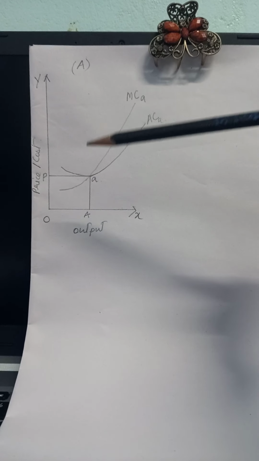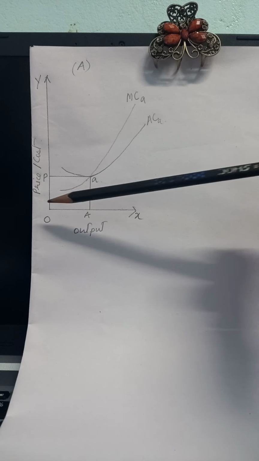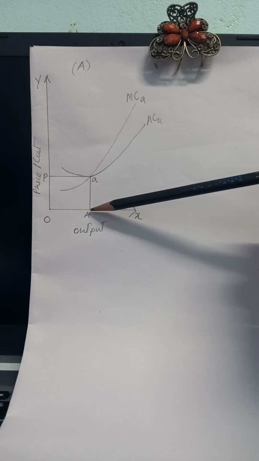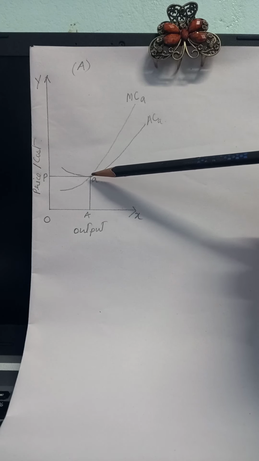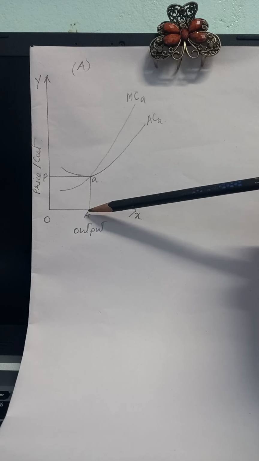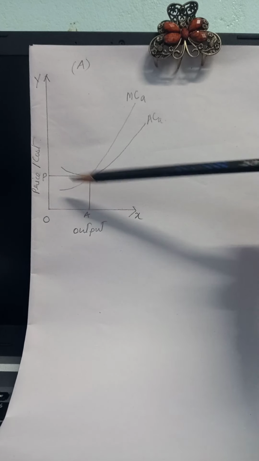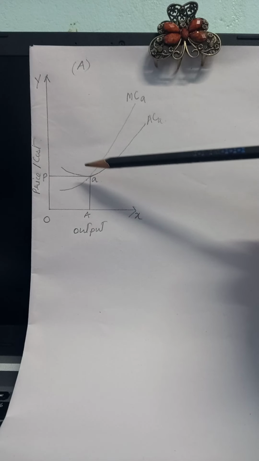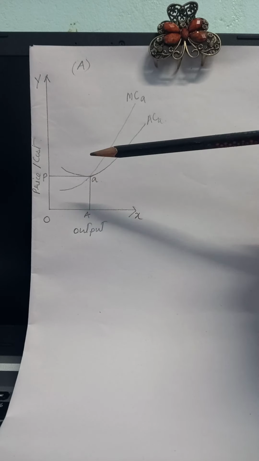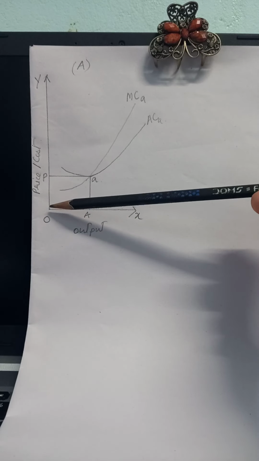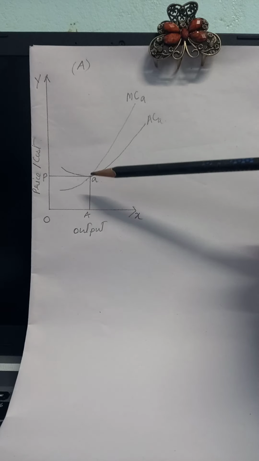So initially, in the early years, OA output is being produced, determined by this very point, the small a. OA output is being produced at how much price? At OP or AA price. And at this particular point of time, there is no rent. Why? Because this price just equals the average cost. So there is no rent.